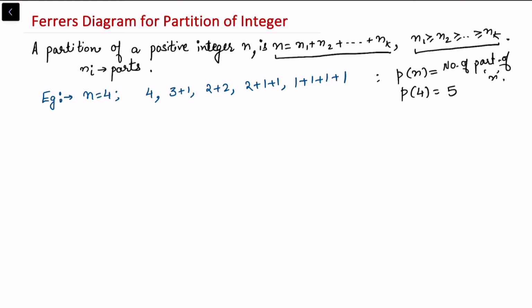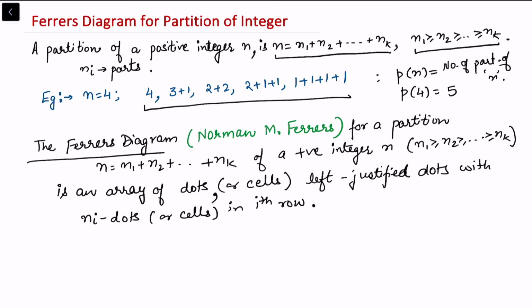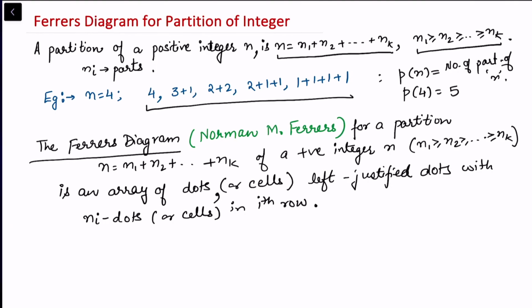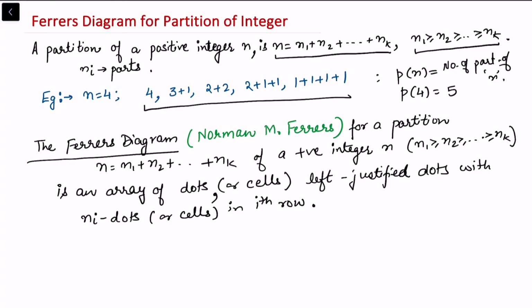Now we want to understand what is the Ferrers diagram corresponding to this partition, or is there any graphical representation to represent any of the partitions that I've listed here. So the Ferrers diagram, which is due to Norman F. Ferrers and hence called Ferrers diagram, for a partition n equal to n1 plus n2 plus up to nk of a positive integer n, where parts are written in a non-increasing order.